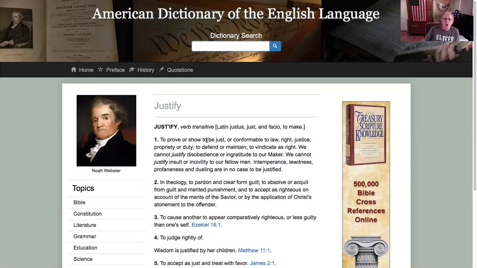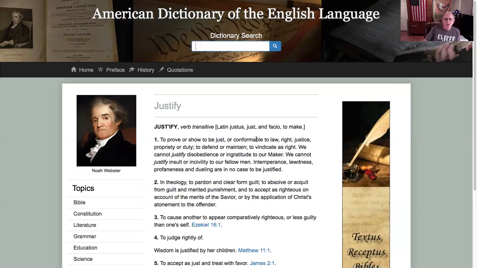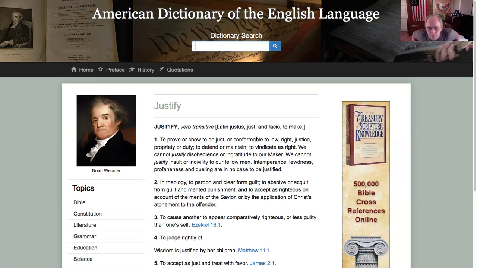To prove or show to be just or conformable to law, right, justice, propriety, or duty; to defend or maintain, to vindicate as right. We cannot justify disobedience or ingratitude to our Maker. We cannot justify insult or incivility to our fellow man. Intemperance, lewdness, profaneness, and dueling are in no case to be justified. So that's the definition, but it's a courtroom definition.